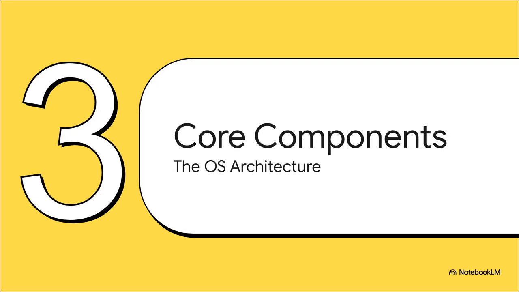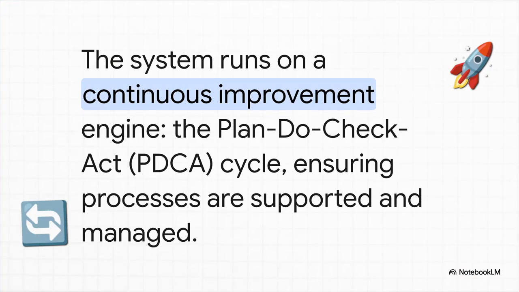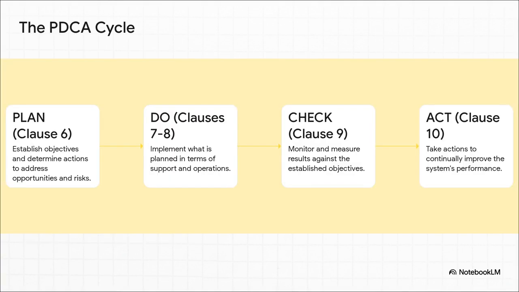Okay, so let's pop the hood. What's the core architecture that actually makes this operating system work? At its heart, the standard is built around one really elegant, logical loop. The entire system runs on this continuous improvement engine called the Plan, Do, Check, Act cycle, or PDCA for short. And this cycle is the engine in action. It transforms innovation from just a series of one-off bets into a disciplined, repeatable process. You plan your goals, you do the work, you check your results against those goals, and then you act on what you've learned to constantly improve. It's a powerful feedback loop that just builds momentum over time.